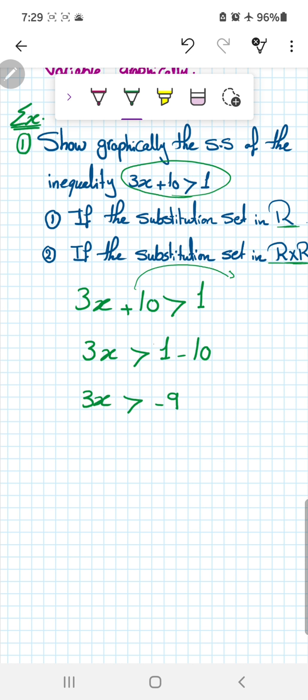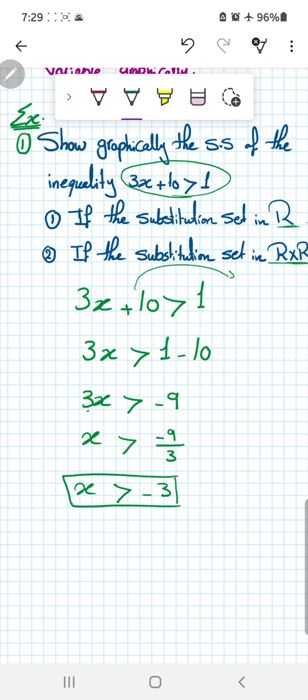We want to get x, so move the 3 to the other side by dividing. Here 3 is positive, so the sign stays as it is. So x will be greater than negative 9 over 3, which is x greater than negative 3. Okay, we get x greater than negative 3.